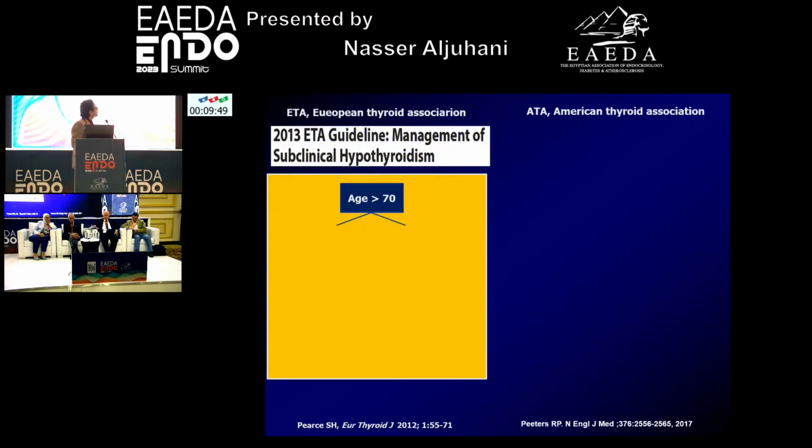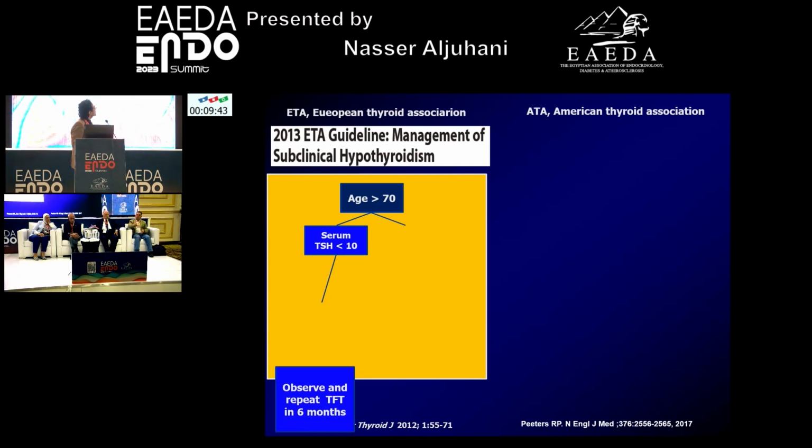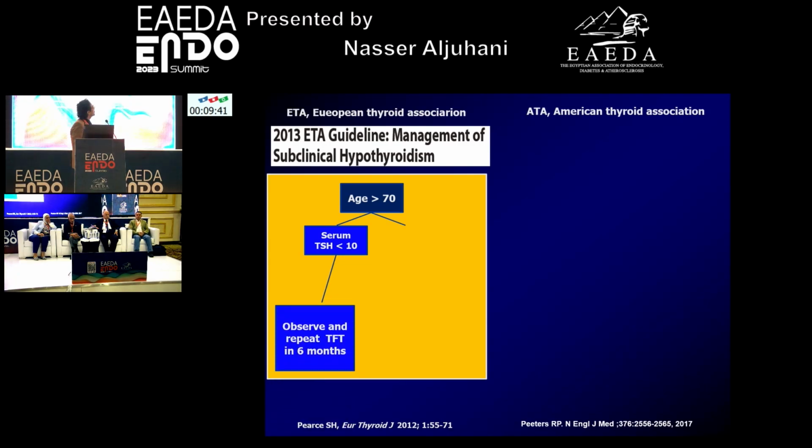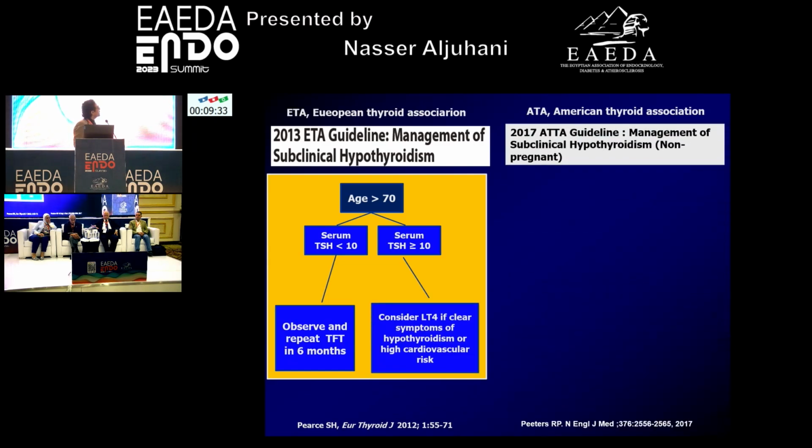So now, this is the European Thyroid Association guidelines in 2012. If the age is more than 70 and TSH less than 10, just observe the patient. If more than 10, you may treat if there are symptoms or there is high cardiovascular risk, for example a patient with heart failure or ischemic heart disease, then you treat this patient.